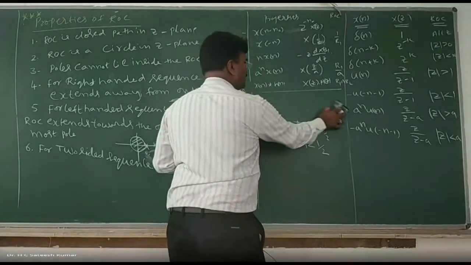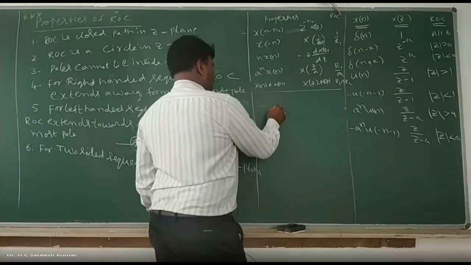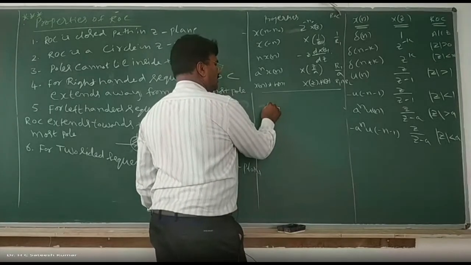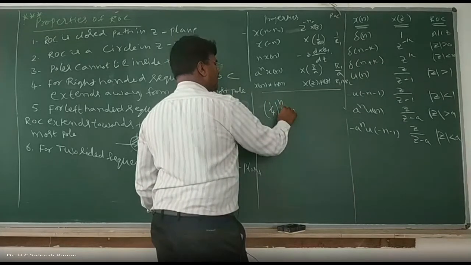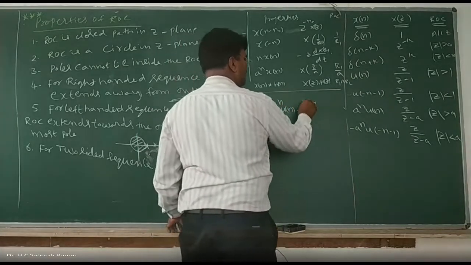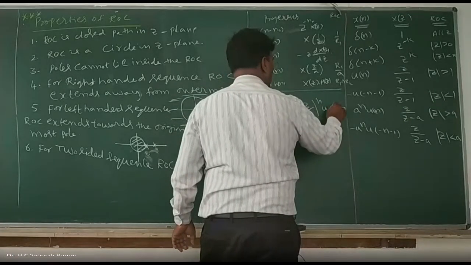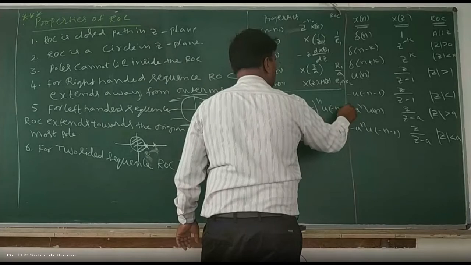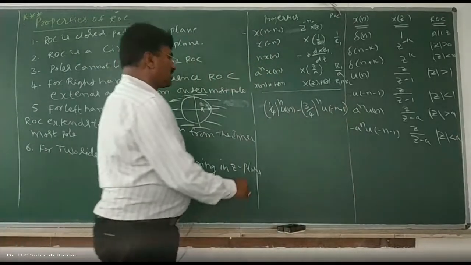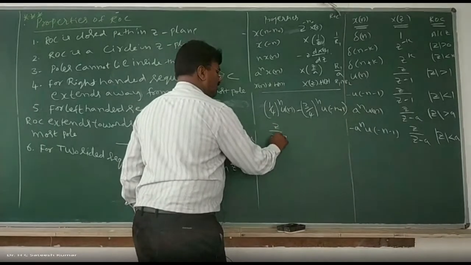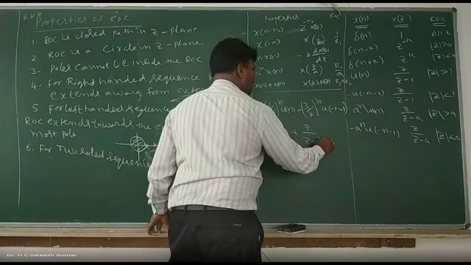What is that we have? One is 1 by 4 to the power of n into u of n, minus 3 by 4 to the power of n into u of minus n minus 1, if I am right. So this is the last problem we did in the morning session. Okay, right. ROC, what is that? X of z is z divided by z minus 1 by 4, plus z divided by z minus 3 by 4.